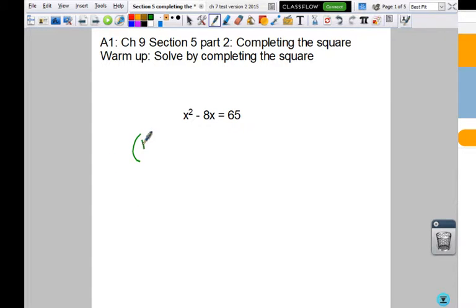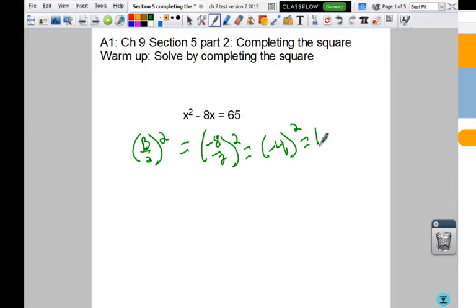Okay, so if I am going to solve this by completing the square, I'm going to do b divided by 2, divided by 2 squared, right? In this one, Caleb, what's b? Negative 8. Yep, b is negative 8. So I'm going to go negative 8 divided by 2 squared. That's going to be negative 4 squared, which is 16. Right? Okay, then I'm going to add it, and I'm going to do a shortcut. So I'm going to add right here, and I'm going to get 81.